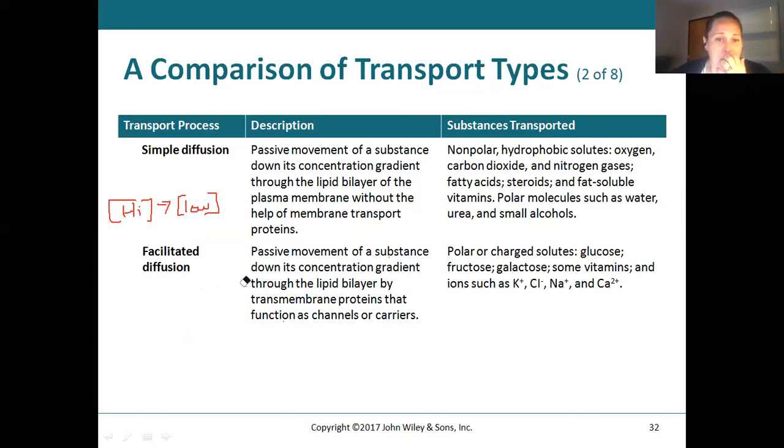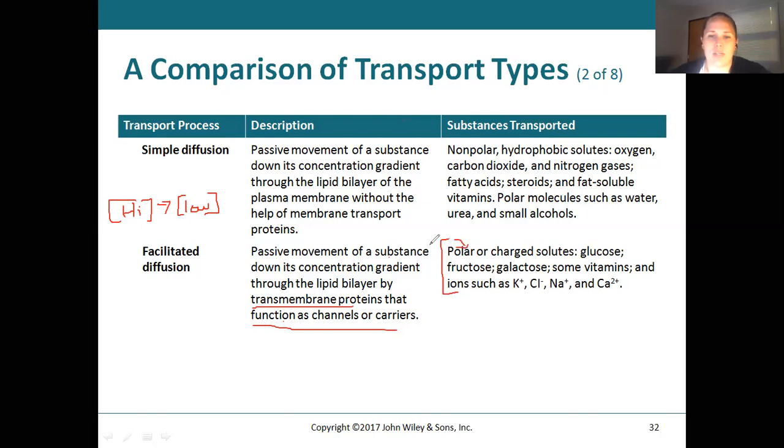Facilitated diffusion is going to require larger proteins, transmembrane proteins through the lipid bilayer, that function as channels or carriers. So facilitated diffusion is going to require integral membrane proteins. You can move much larger substances, charged substances, polar substances, using facilitated diffusion. So the examples that we talked about earlier were potassium, chloride, sodium, and calcium. Those charged molecules are only able to cross that lipid bilayer through facilitated diffusion. So they're going to require those integral membrane proteins as kind of doorways to the inside of the cell.